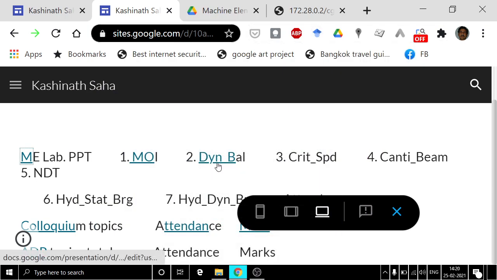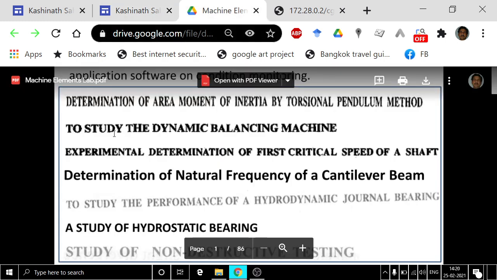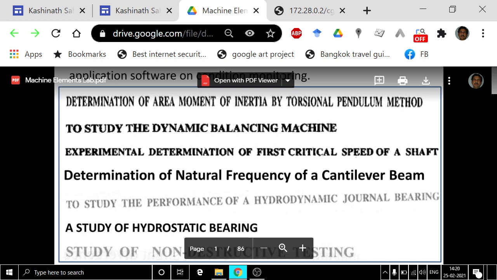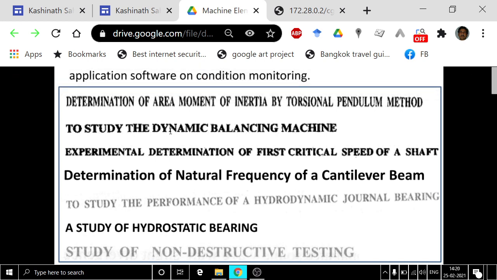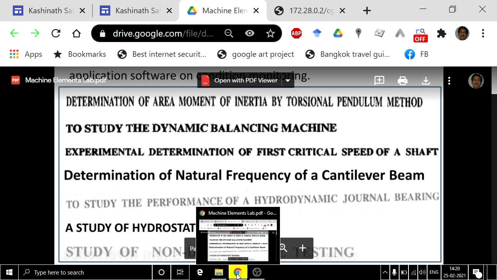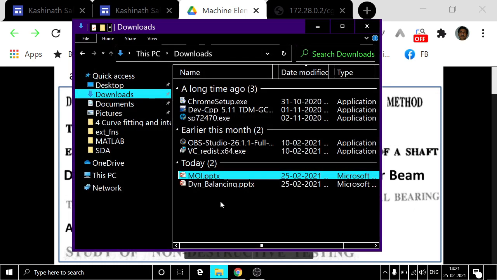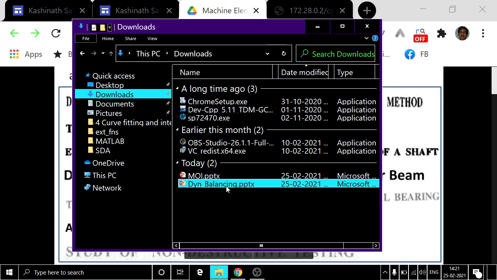Let us go into the second one. What is this one? This one is to study the dynamic balancing machine. Now observe, this is the study of the dynamic balancing machine only. Let us go into that slide, dynamic balancing. Okay.